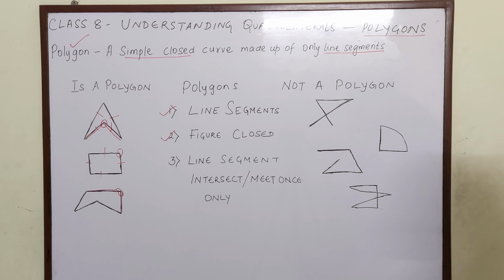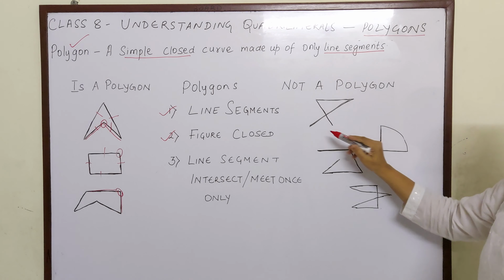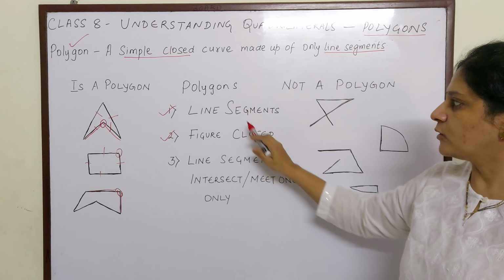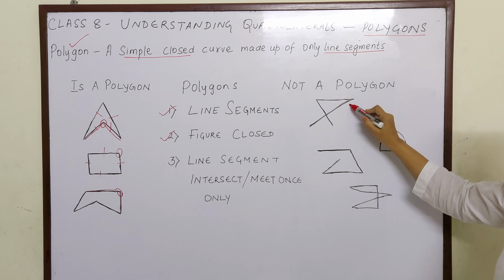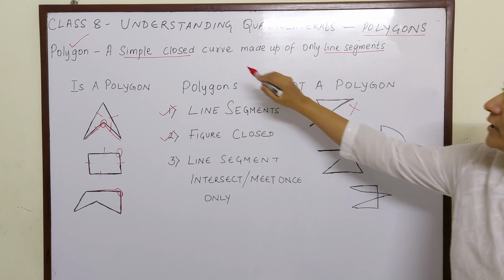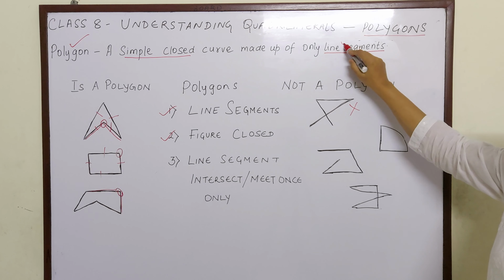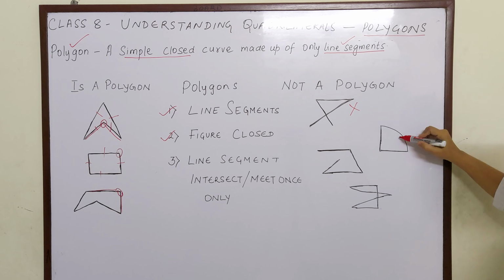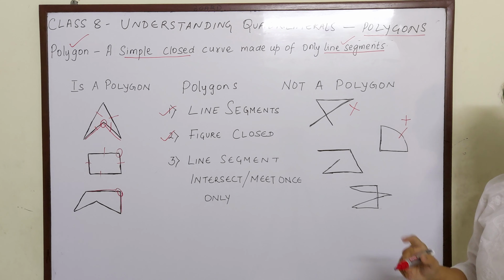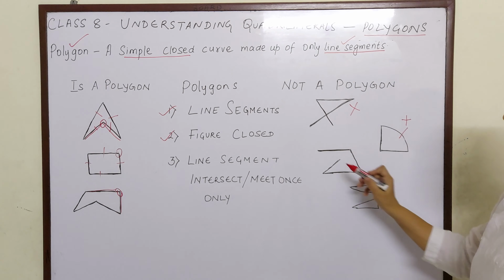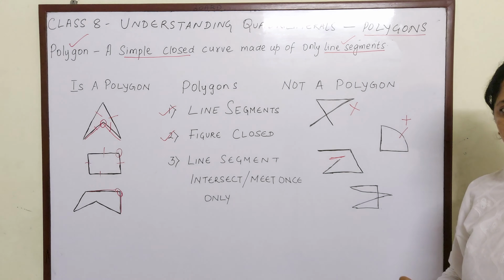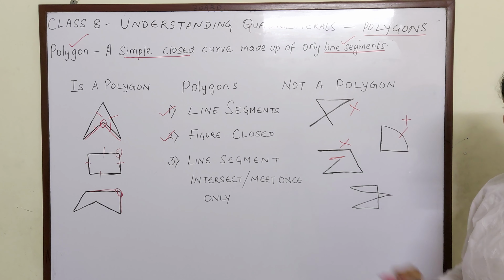But what about these? If you see closely, this is an open figure. This is not closed. But the figure should be closed for a polygon. So this is not a polygon. Let us go to the next figure. A polygon should be made up of only line segments. But if you see, children, this is not a line segment. It is in the shape of a curve. So this is not a polygon. What about this? This is also not a closed figure. You can see it is open. So this is also not a polygon.